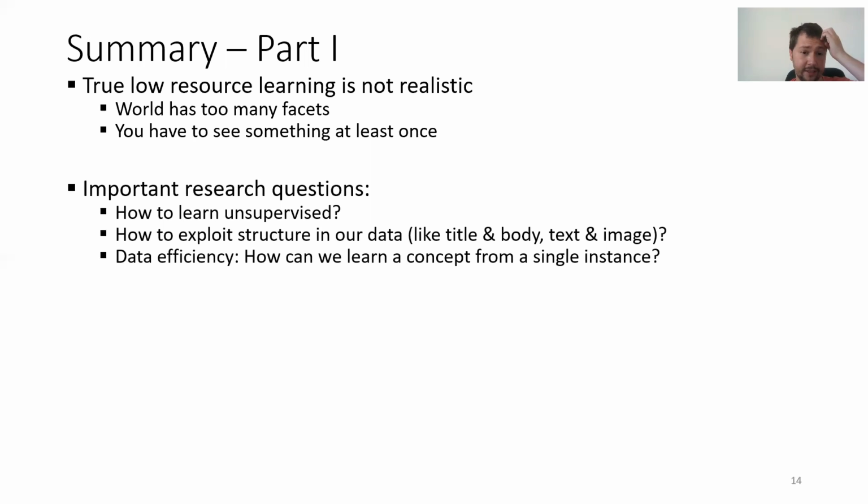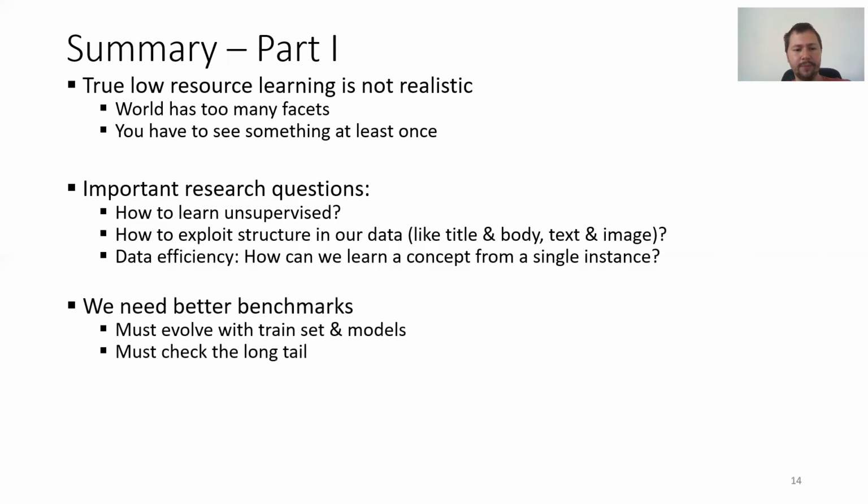Important research questions. The question is, how can we learn unsupervised? So how can we avoid asking humans what to annotate? How can we exploit the structure in our data? We have a lot of structure in the data. On websites, you have, for example, the title and the body, or you have some text and some images. And also, how can we improve the data efficiency? So how can we achieve that it's sufficient for a model to see the Mona Lisa only once, one image of the Mona Lisa, and then be able to classify it reliably, not requiring a lot of different images of Mona Lisa.